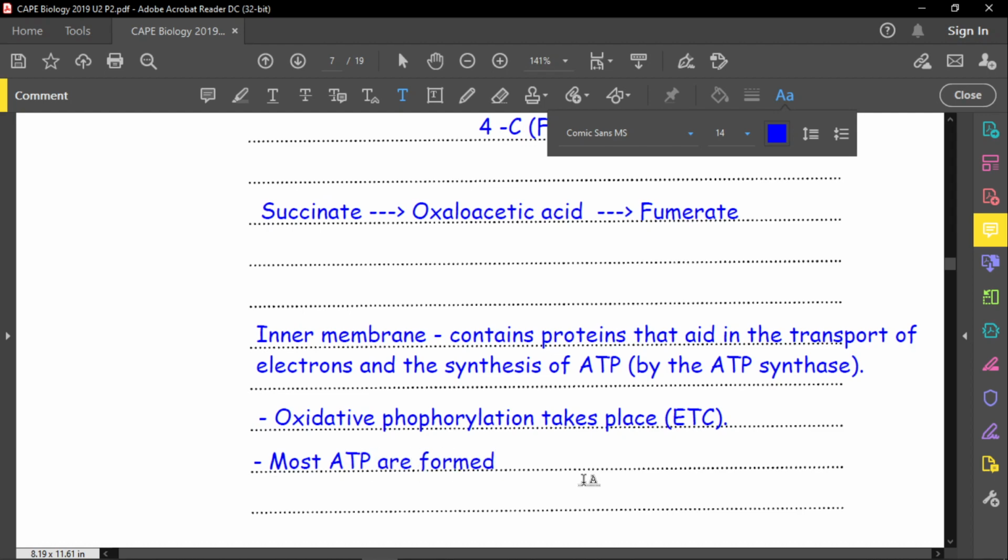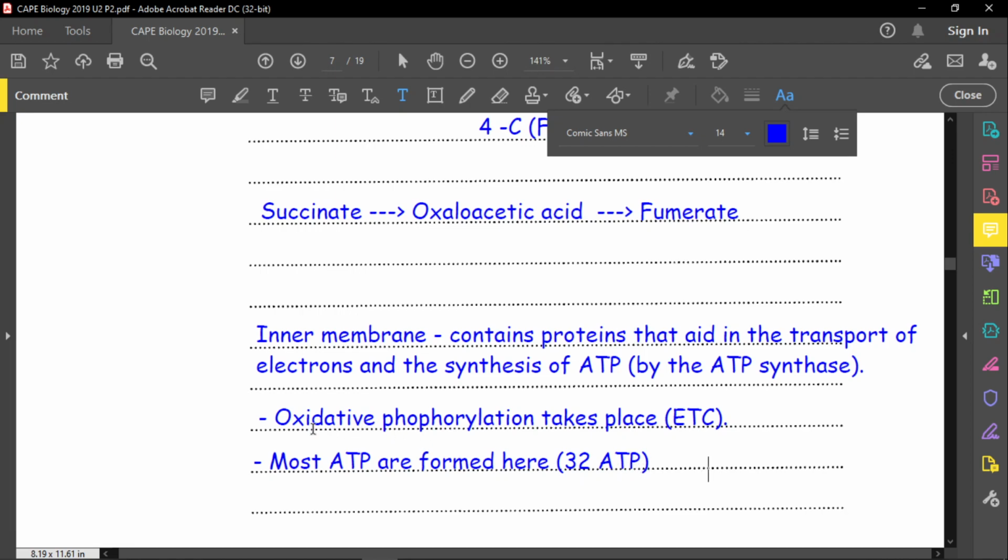So the most ATP is formed here, just to make a mention of that as well. The amount that is formed is 32 ATP. And just to point out, in glycolysis only 2 ATPs are formed as a net, a total of 4 at the expense of 2. In the Krebs cycle, you only get 2 ATP. In the ETC, you get 32 ATP. So overall, the respiration process produces 36 ATP.